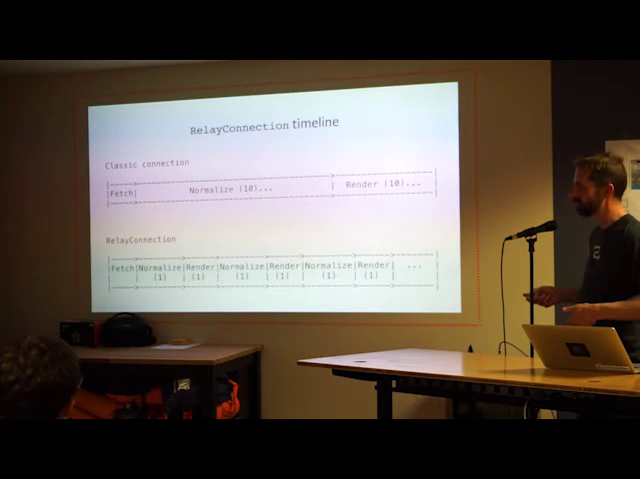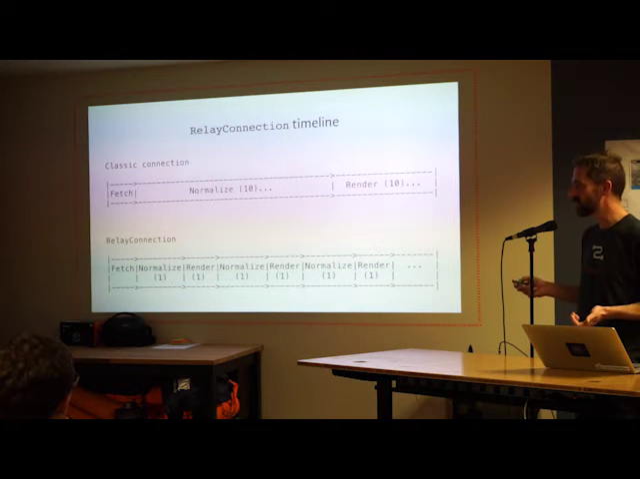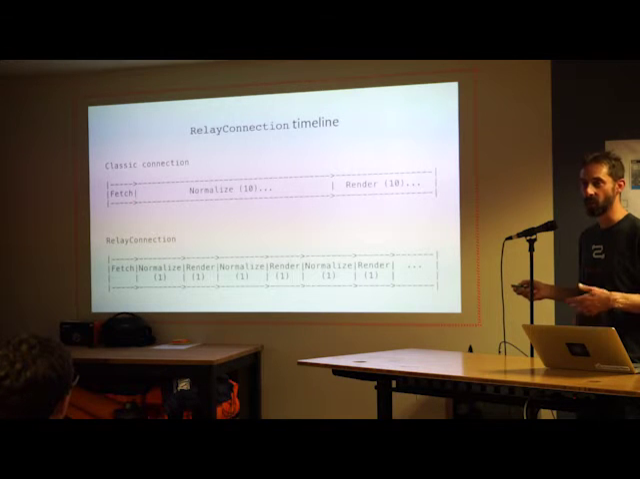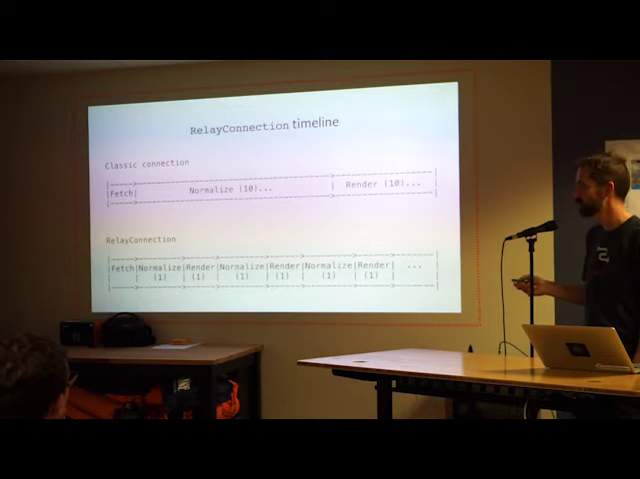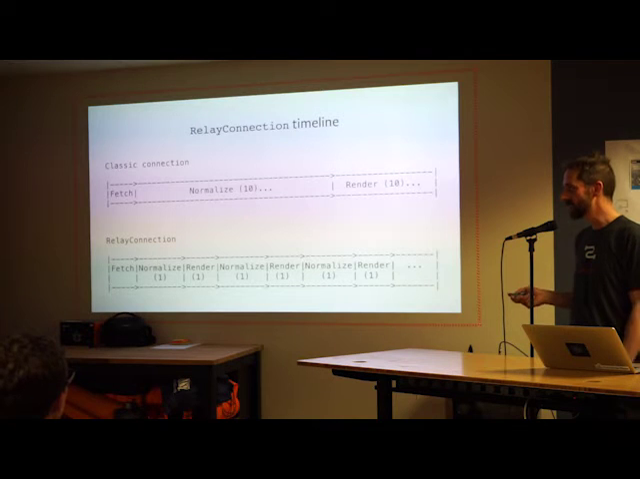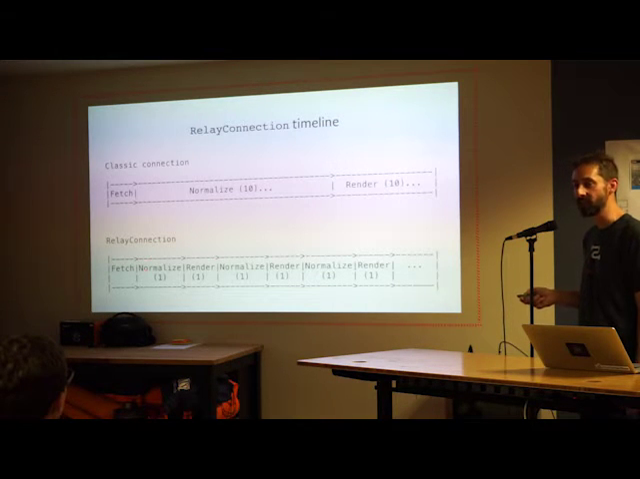So here's a pictorial representation of what that might look like. Under a classic connection model, just say you want to get the first 10 items in the list. You fetch them and normalize them all at once. Normalizing here is just the word we use to describe processing the server response. And then you render all 10. In relay connection, it's possible to do something that looks like this, where we start fetching and we get these stories one at a time, and we can normalize them and render them as we go.